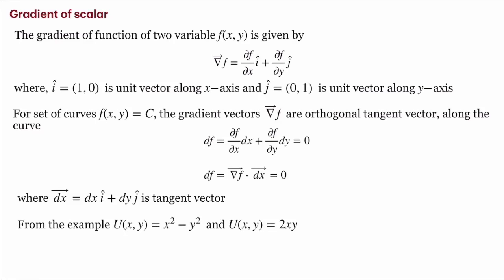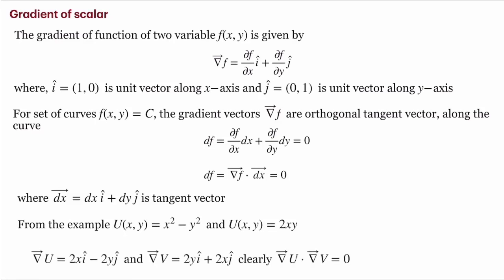From the above example, we can see that the curves u of xy is equal to x square minus y square and v of xy is equal to 2xy. We compute the gradient of these two, that is, the normals to the curves, which are: del u is equal to 2x i cap minus 2y j cap, and grad v is equal to 2y i cap plus 2x j cap. Clearly, we see that del u dot del v is equal to 0. So this is essentially what we were trying to show by plotting them earlier.